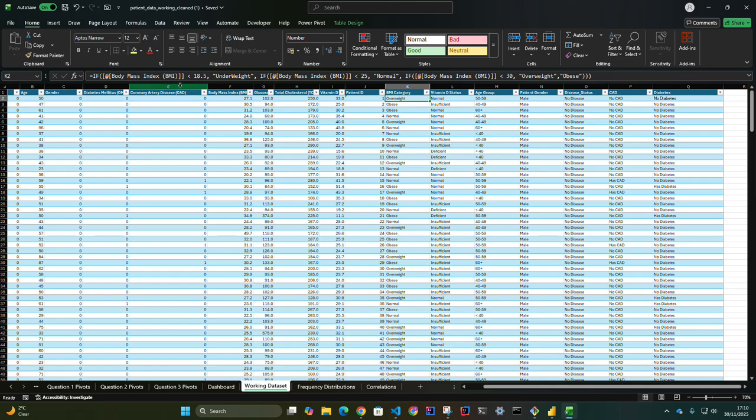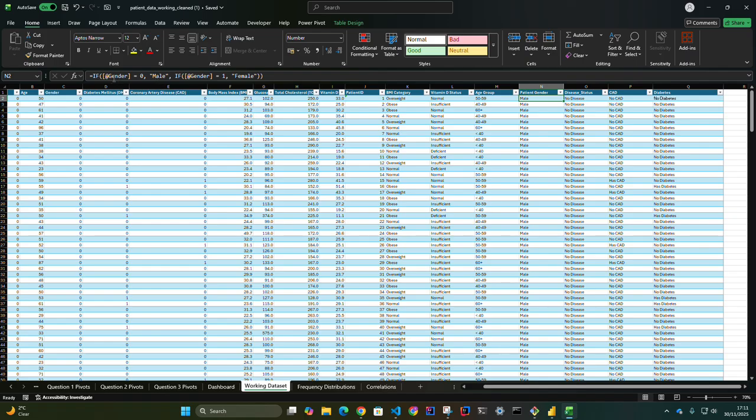You can see this is just if statements, checks if it's less than 18.5, it is underweight, if it's less than 25, it's normal, less than 30, it's overweight, or if it's greater than that, it's obese. It kind of follows the same idea for vitamin D, for age group.